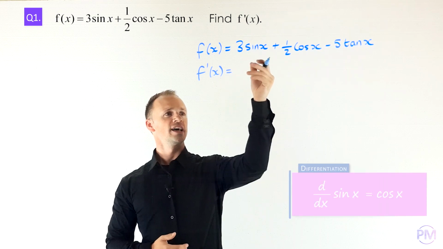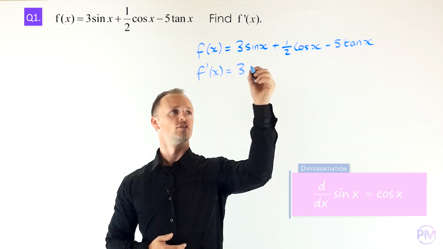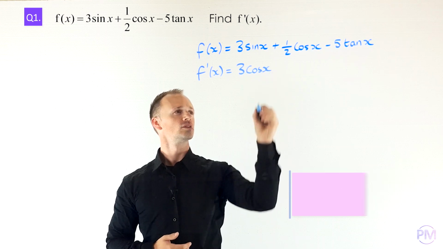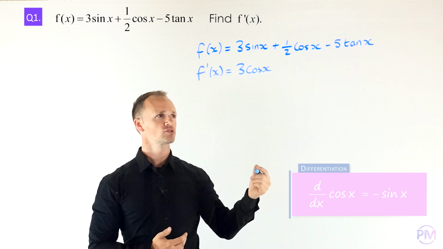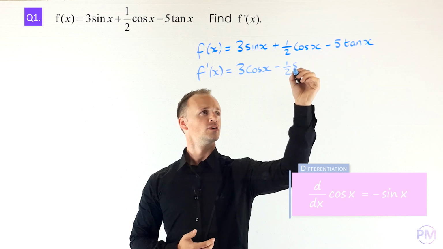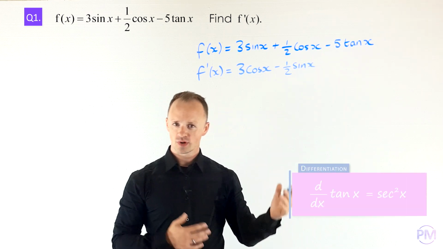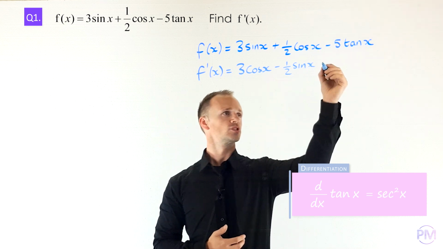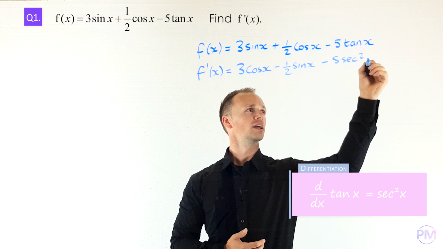So sine x we know differentiates to cos x, so that will just become 3 lots of cos x. Cos x differentiates to minus sine x, so that's going to give us minus 1/2 sine x. And tan x differentiates to sec squared x. So this just gives us minus 5 sec squared x.